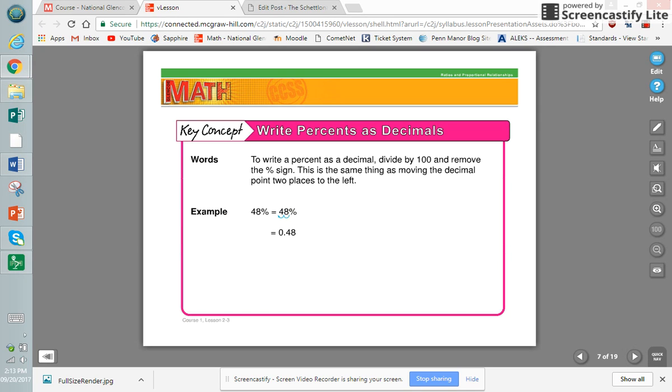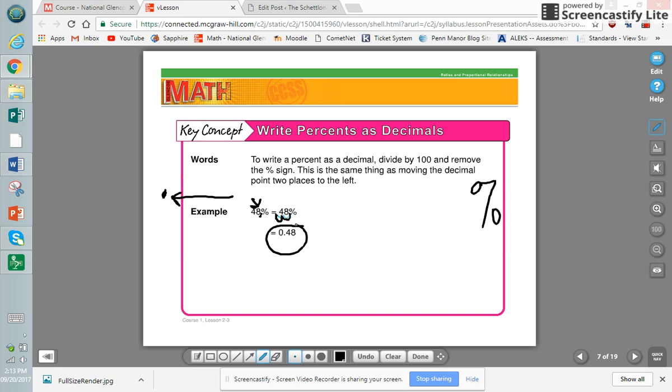Firstly, if we're changing a percent to a decimal, I want to remember that this side is where the decimals go, and over here is where my percent goes. If I start with 48%, I will bounce the decimal, which exists right there, towards the decimal side, because I'm changing it to a decimal, to come up with 48 hundredths, or 0.48. You can say 48 hundredths, 48 part of 100, equals 48%.